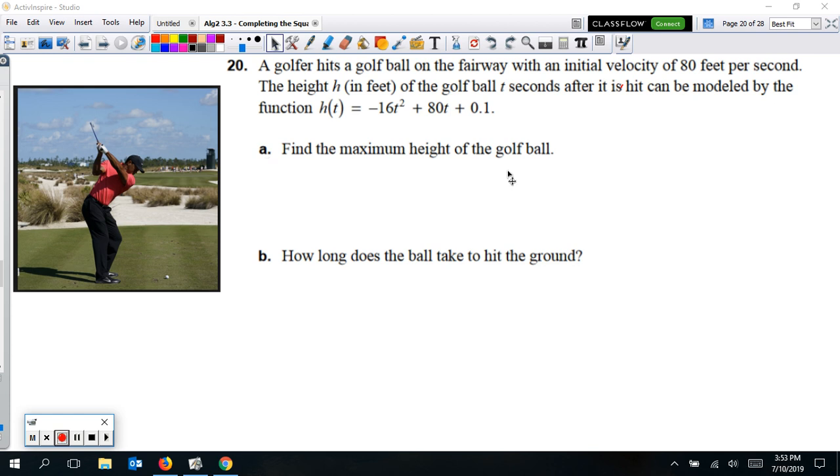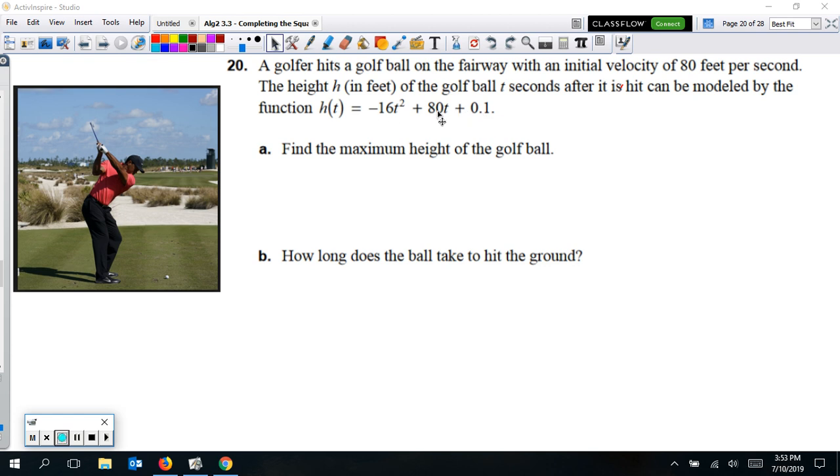Letter A says find the maximum height of the golf ball. So what we need to do is actually find, this would be a parabola. Remember, the golf ball is going to go up and then come down back to the ground. So what's the maximum height there? That would be the vertex. We need to find the vertex of the parabola of this.